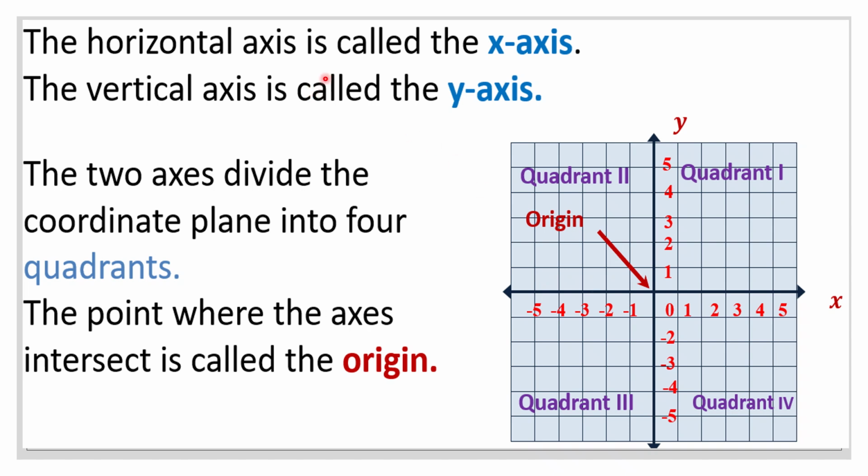The horizontal axis is called the x-axis. So this is the horizontal, or the x-axis. And the vertical axis is called the y-axis, this one. The two axes divide the coordinate plane into four quadrants. The point where the axes intersect is called the origin. So the point here, the center, is the origin. Counterclockwise, we have the first quadrant, second quadrant, third quadrant, and fourth quadrant.